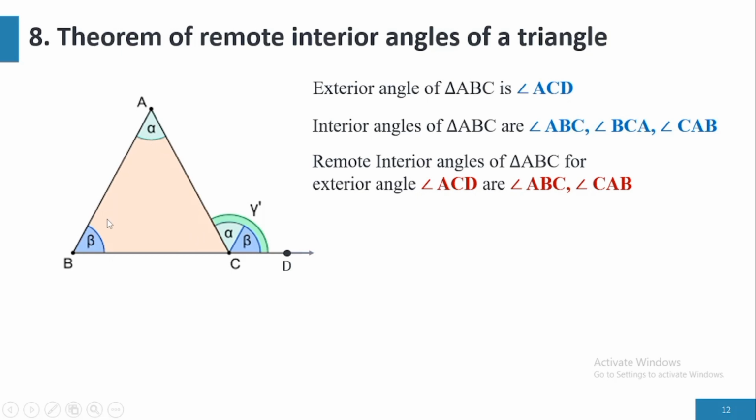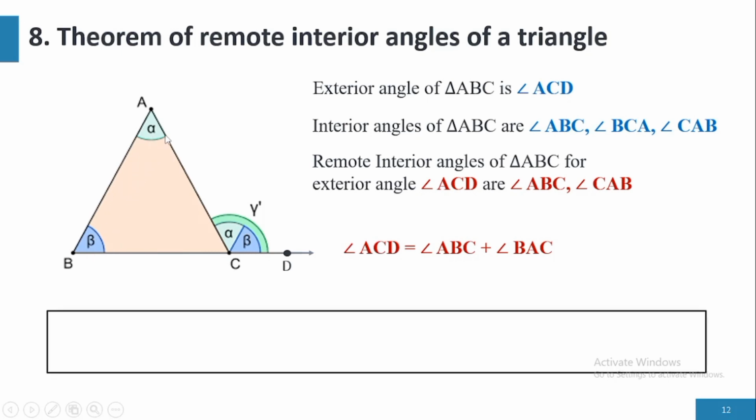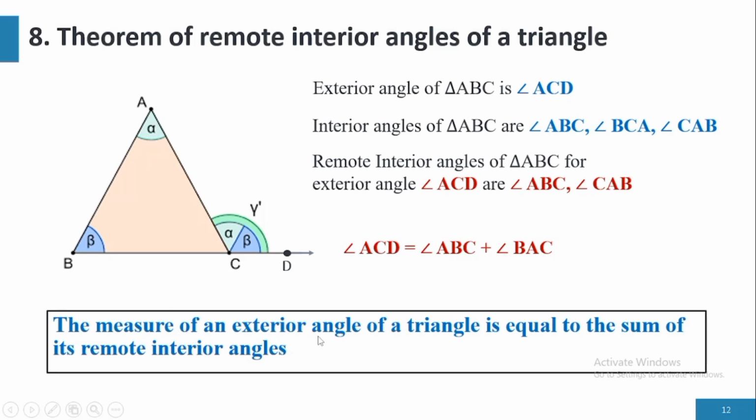So theorem of remote interior angle of a triangle tells you the relation between the exterior angle and the remote interior angles of a triangle. What is the relation? The measure of an exterior angle is equal to the sum of its remote interior angles of that triangle. The measure of an exterior angle of a triangle is equal to the sum of its remote interior angles.